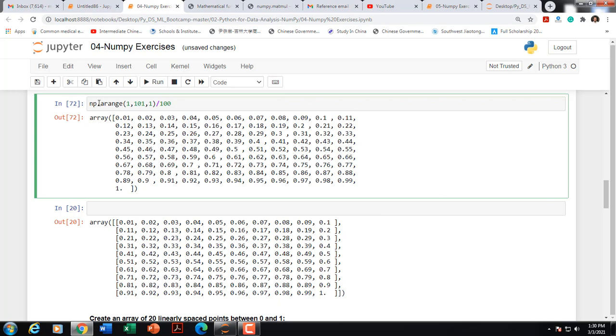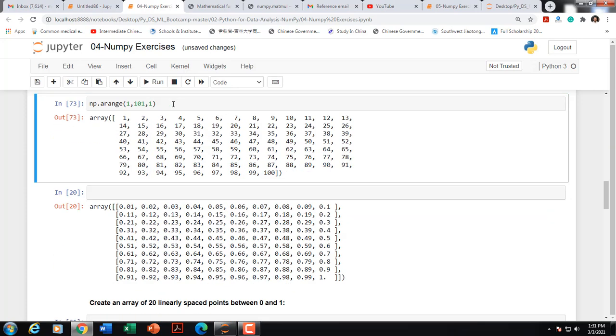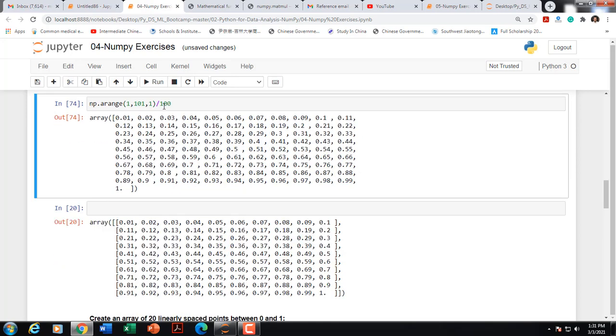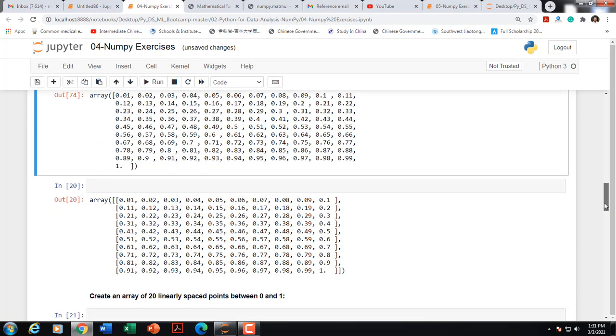So what I've done over here is I have told NumPy that I want a range, a 1D vector of elements from 1 to 101, with an increment of 1. When I do that, what I get over here is elements from 1 inclusive to 101, but 101 is exclusive. And the result is divided by 100. And yeah, that's how it's done.